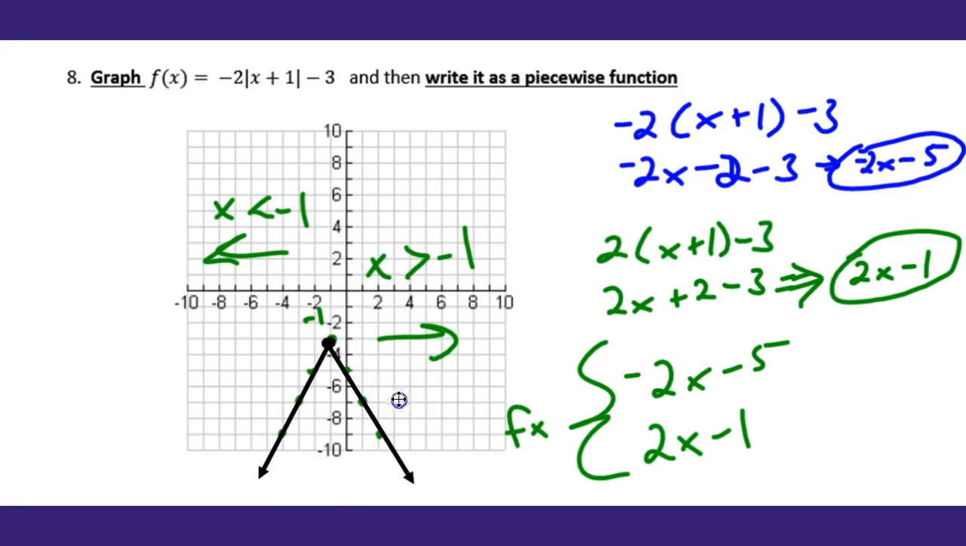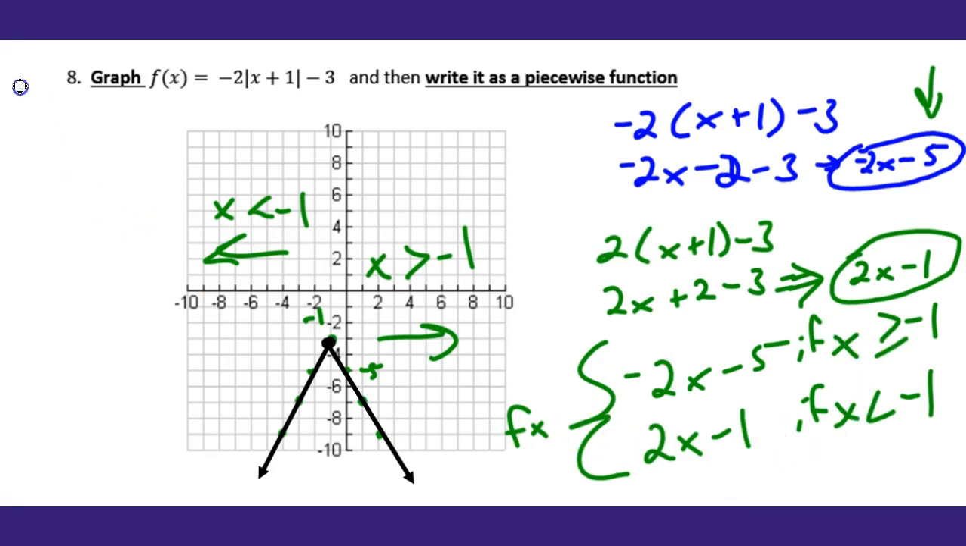When you look to the right here, notice how the y-intercept right here is at negative 5. Well, this function right here has a y-intercept of negative 5. That side right there, x is greater than negative 1, goes with that condition because it's to the right of the vertex. So x is less than negative 1 goes with the other function. Now all we got to do is add an equal sign, and there's our piecewise function right there.